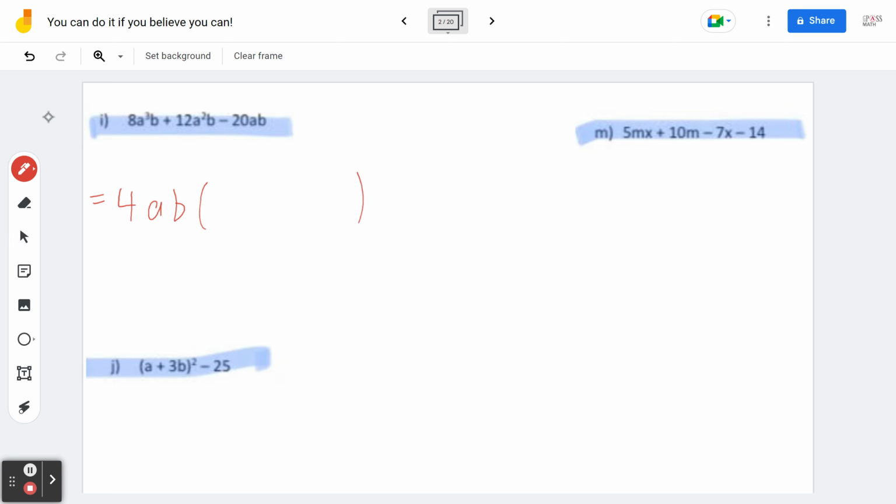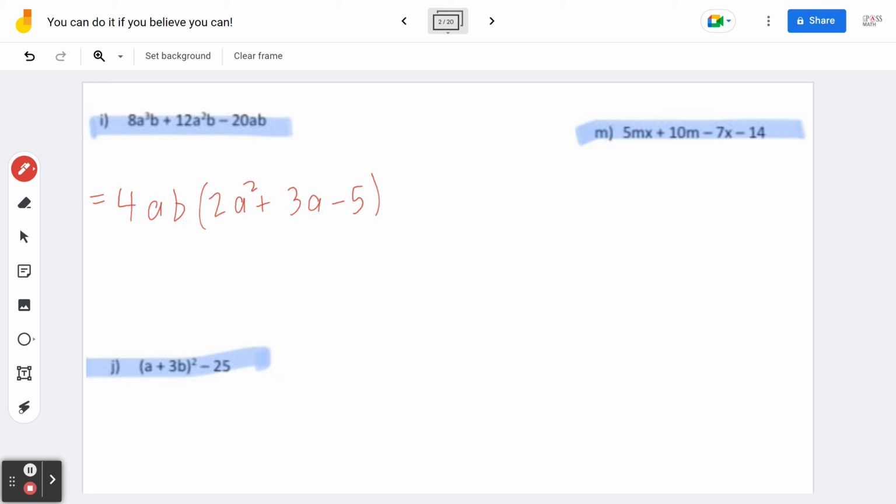Now, if I think about the first term in the brackets, 4 times 2 will give you 8 back. A times a squared will give you a cubed. And of course, 1 times b is b. Likewise, for the next term, 4 times 3 will give you 12, a times a is a squared, b times 1 is b. And last but not least, 4 times negative 5 is negative 20. Just like that. So now you want to go back and say, are we done?